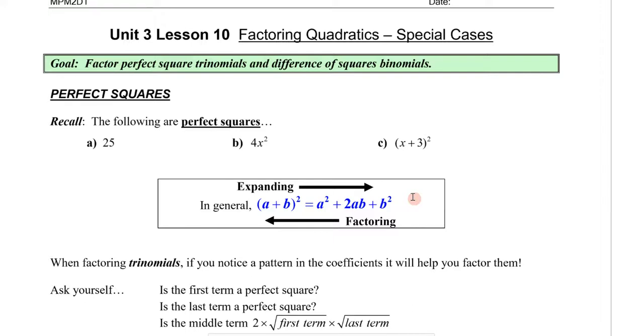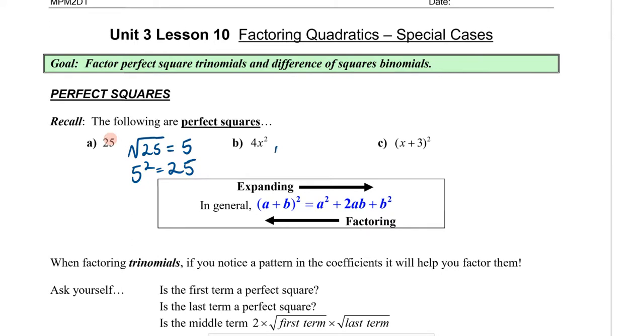Factoring quadratics special cases. So let's recall something called a perfect square. A perfect square, such as 25, is a number such that if you took the square root of that number, you would get a 5. And 5 squared is 25. So 25 is a perfect square.